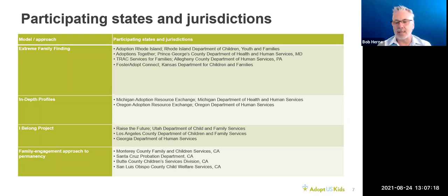All replication sites had to have an ability to meet the model, to be able to hire, especially during a pandemic, and be willing to be evaluated by our team at AdoptUSKids. And for more, I'm going to hand it back over to Alicia.